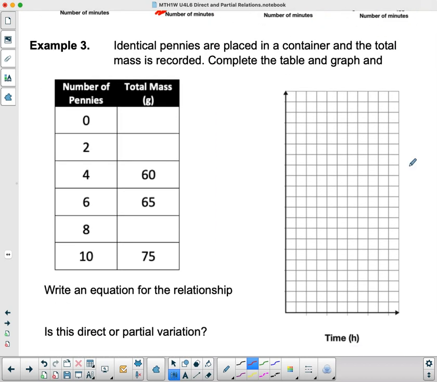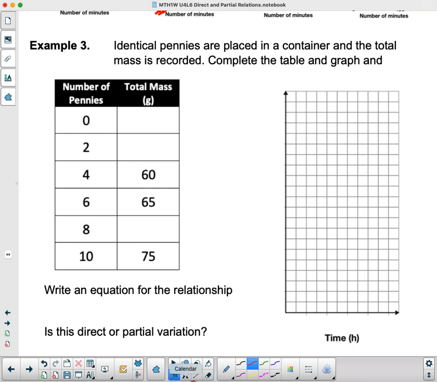So example number 3. Identical pennies are placed in a container and the total mass is recorded. Complete the table and graph, and write an equation for the relationship. Is this direct or partial variation?